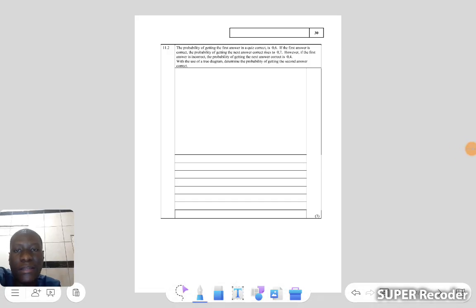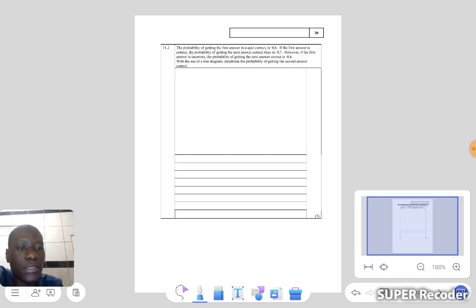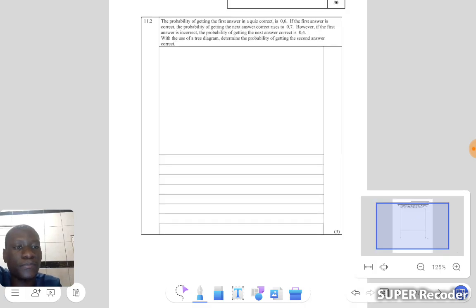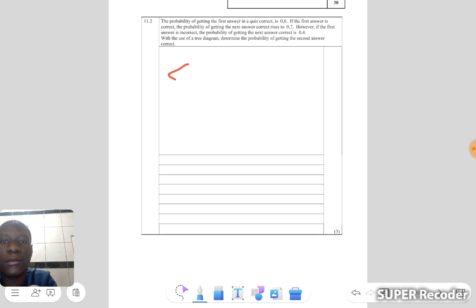Here in question 11.2, the probability of getting the first answer in a quiz correct is 0.6. If the first answer is correct, the probability of getting the next answer correct rises to 0.7. However, if the first answer is incorrect, the probability of getting the next answer correct is 0.4. With the use of a tree diagram, determine the probability of getting the second answer correct. Okay, they are saying we should use a tree diagram. Our tree diagram will be like this.